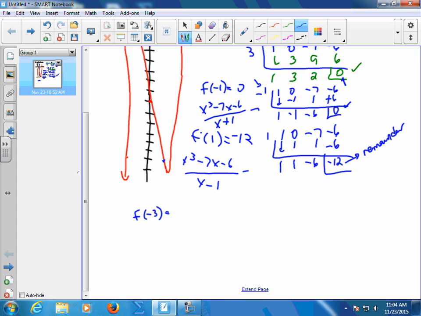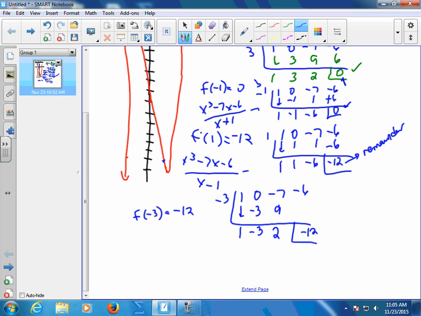Looks like it's -12. So let's see, in fact, if that's true. So again, we take out all your coefficients, and we divide by -3, our x value. And what should this come out to be over here, if Carlos is right? -12. So let's see. Bring this down. Multiply to the right. Add down.